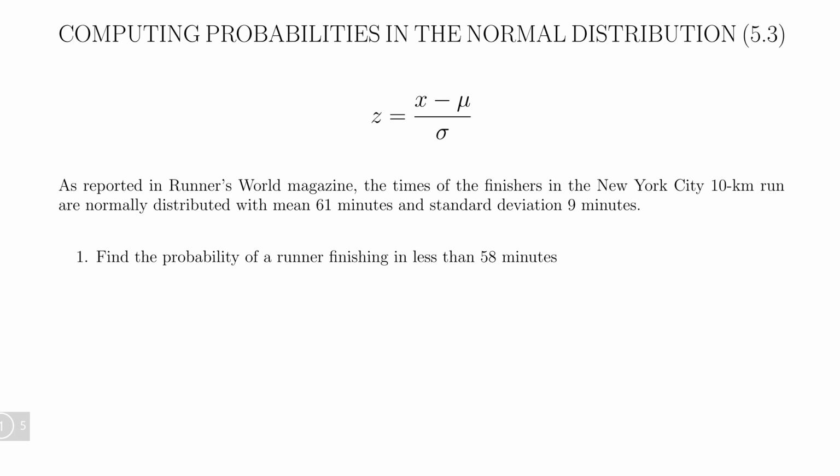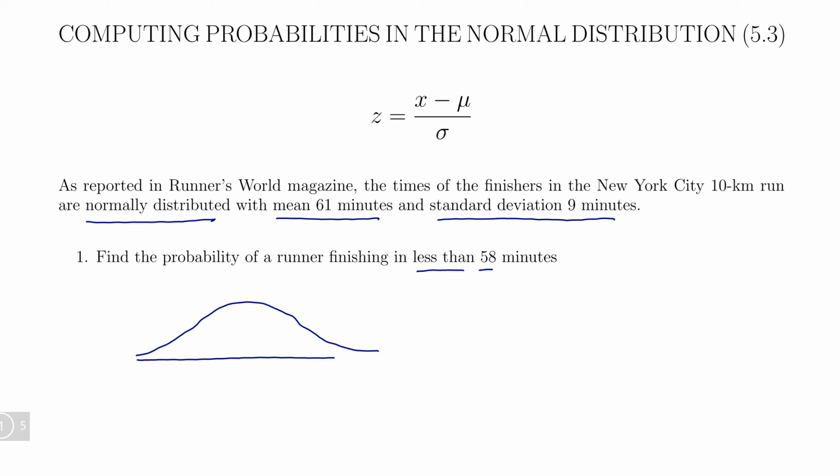As reported in Runner's World magazine, the times of the finishers in the New York City 10K run are normally distributed with mean 61 minutes and standard deviation 9 minutes. Find the probability of a runner finishing in less than 58 minutes. So we know that this is normally distributed and that the mean is 61 minutes, so mu is 61 minutes, and the standard deviation is 9 minutes. We need to find the probability that a value in the distribution is less than 58.